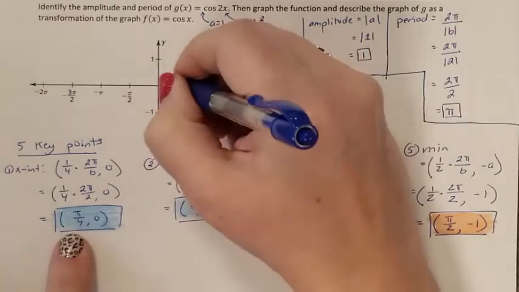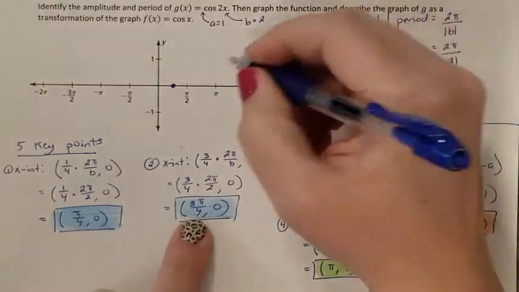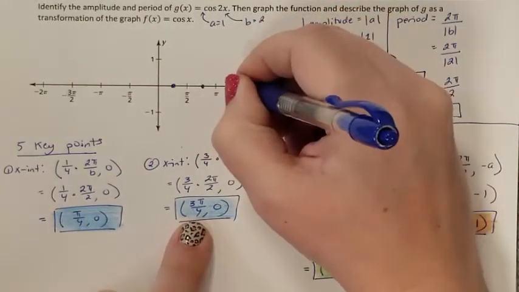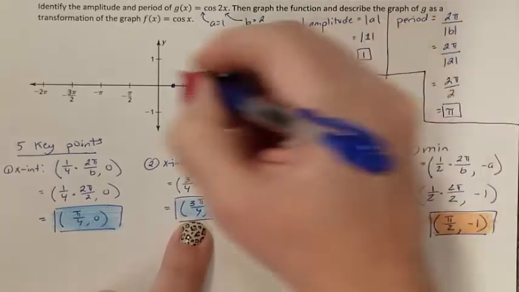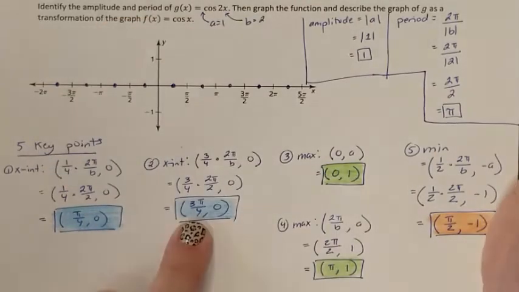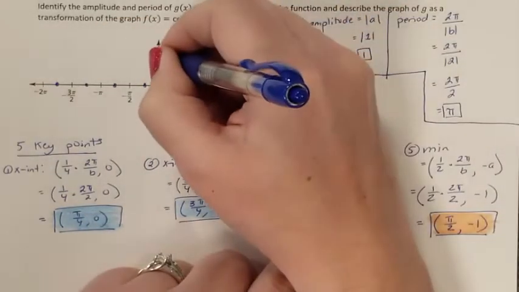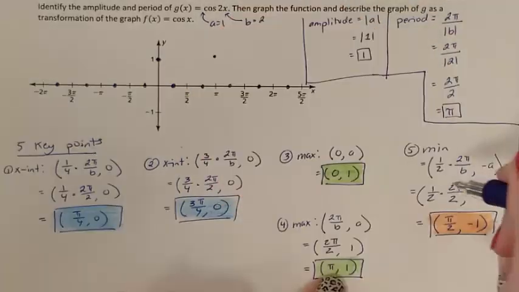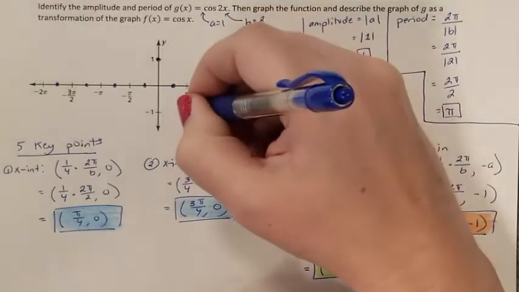So pi fourth, 0 is right here. 3 pi fourth, 0 is right here. Looks like I am going to be having an x-intercept at every one of the fourths, so we're going to go ahead and plot at all the fourths. I have a max at 0, 1. And I have a max at pi, 1. And I have a min at pi halves, negative 1.